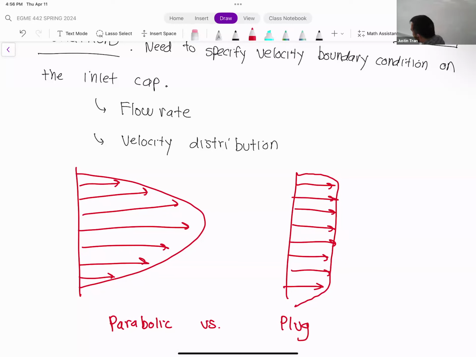So depending on how you specify these velocities, both of these profiles can have the exact same flow rate, right? Because the flow rate is nothing more than the integral under the curve. If the area under these two curves is the same, then they can have the same flow rate. But obviously these two are going to produce different simulation results. With the parabolic velocity profile, you're going to have certain shear stresses on the walls, versus on the plug profile, that's going to be something different as well.